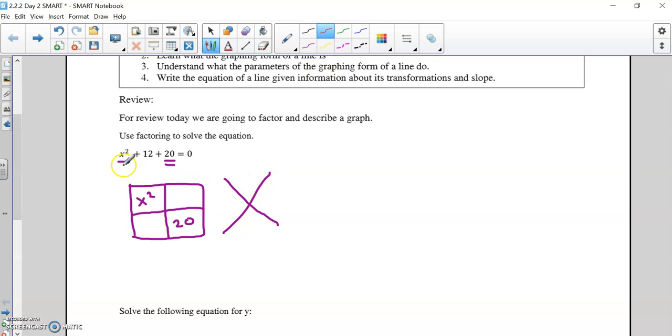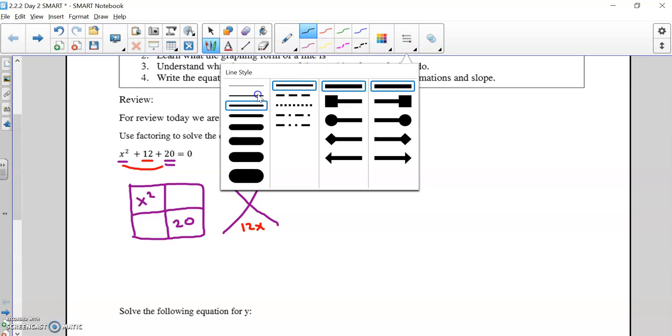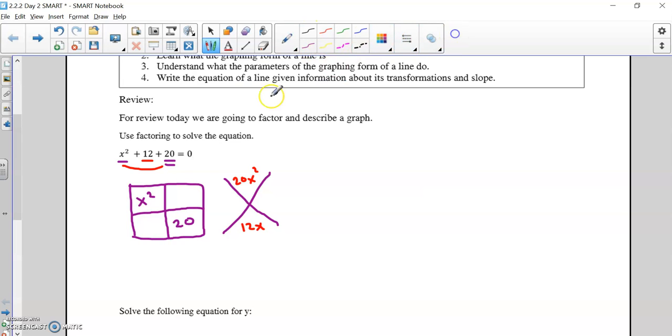Remember that the top of the diamond should be the first term times the third term. So 20 times x squared is going to give us a 20x squared. And then on the bottom will be the middle term. This actually should say 12x. That is my bad. Let's go ahead and try to make an attempt at correcting that here.